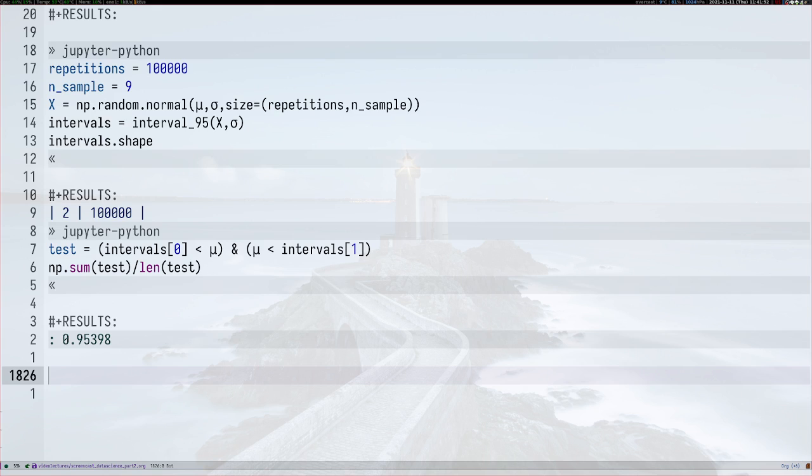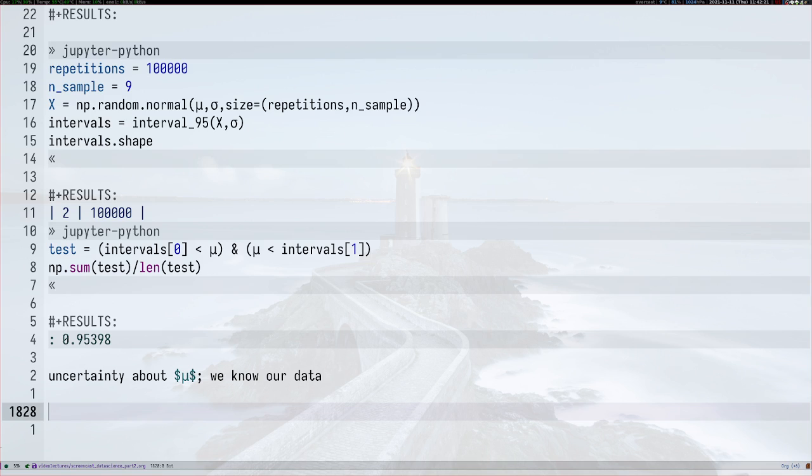So now we move on to the Bayesian approach. And there, the idea is actually very different. Now we're going to try to capture the idea that there is uncertainty about mu, and we know our data. So data is fixed in the Bayesian approach. It's the data that we have. It doesn't change. It's what it is. But we are uncertain about the value of mu that actually generated that data.